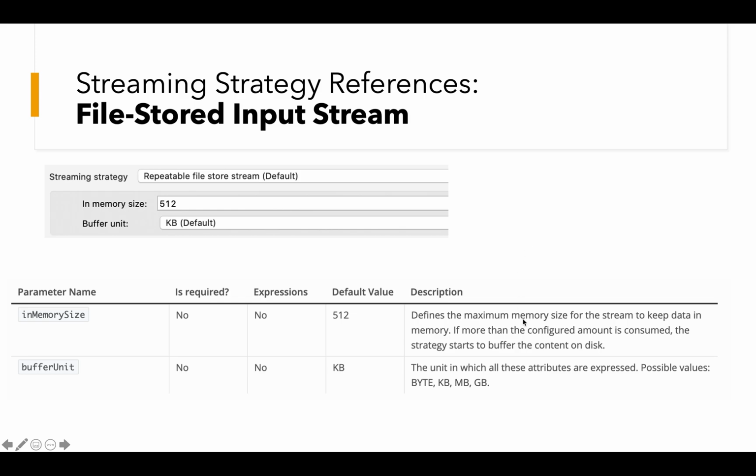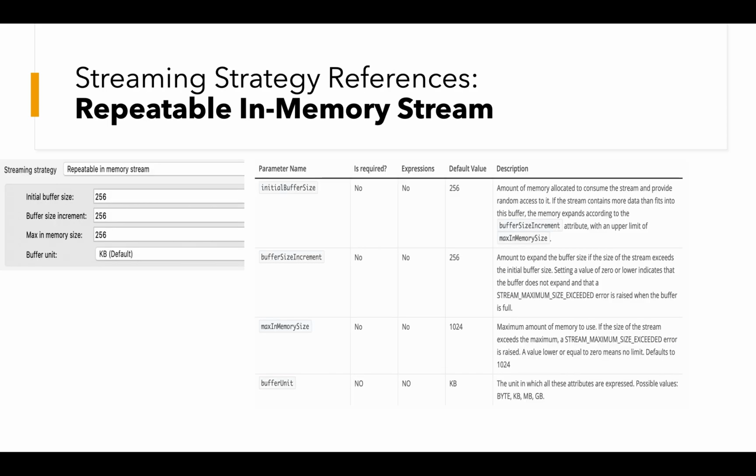In-memory size defines the maximum memory size for the stream to keep the data in memory. If more than the configured amount is consumed, the strategy starts to buffer the content onto the disk. It starts with in-memory. If it crosses the overall buffer size of in-memory, then it will default to buffering the content on the disk. You can set this buffer unit in KB, bytes, MB, GB. In memory, the same concept will be there. In case it crosses the maximum in-memory size which we have set, then a stream maximum size exceeded error will be raised. By default 1024.